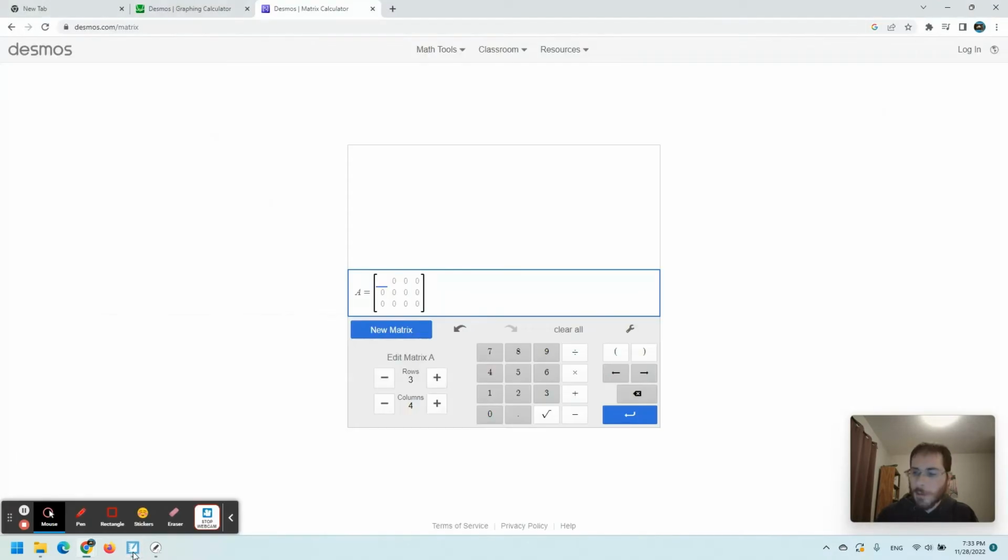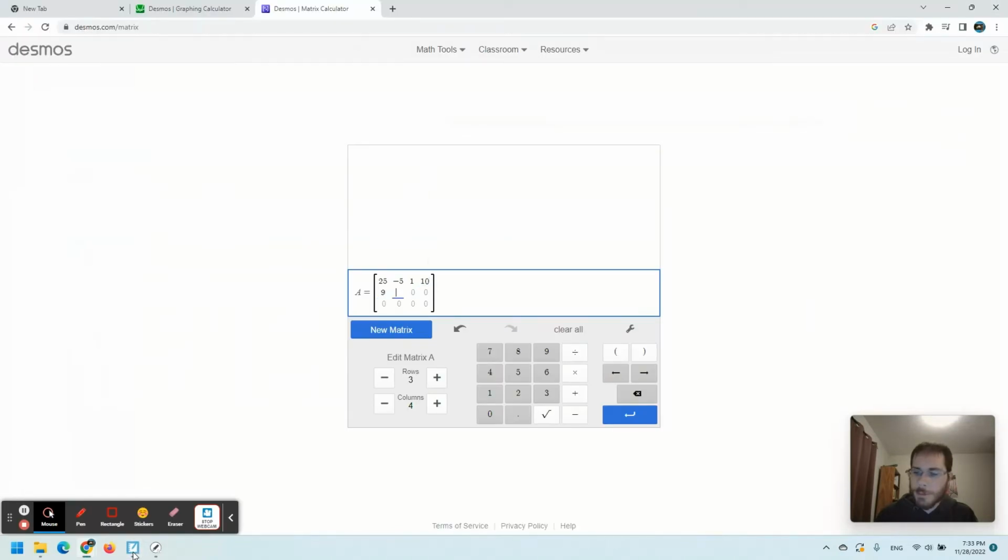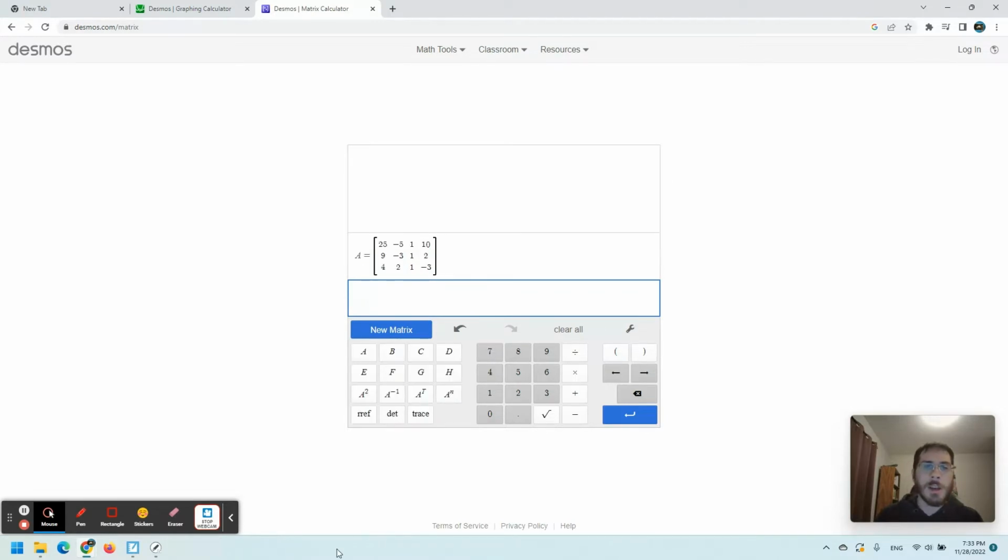25, negative 5, 1, 10. And second row, 9, negative 3, 1, 2, 3, 4, 2, 1. This is actually a negative 3. All right, lock that in. We're going to do RREF, so we'll do RREF of matrix A.